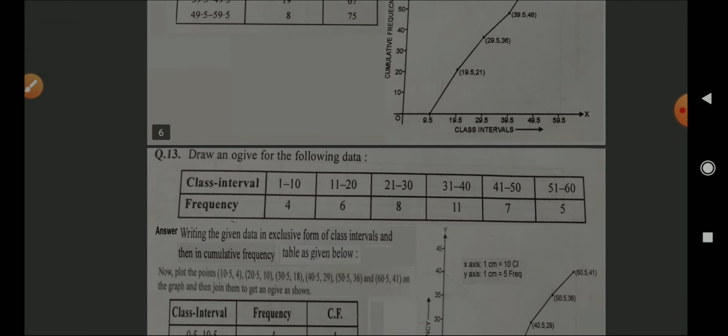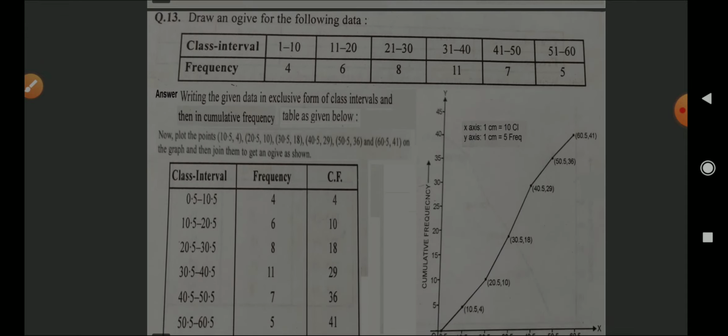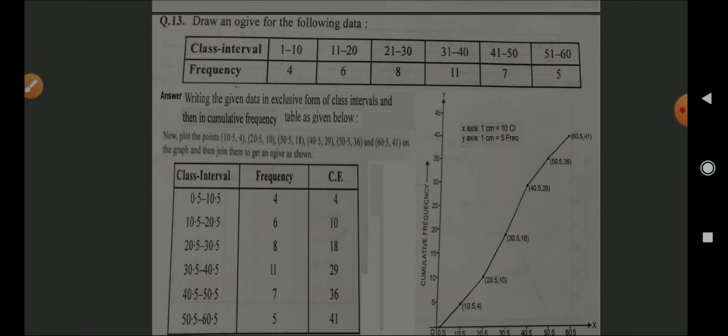Let us move on to sum number 13. This is the last sum of the chapter. Same thing: 1 to 10, 11 to 20, 21 to 30, 31 to 40, 41 to 50, 51 to 60. It is not continuous, so you are required to make it continuous. How will you make it continuous? By subtracting 0.5 in the lower limit and adding 0.5 in the upper limit. Then you get the frequency, and then you get the cumulative frequency from the frequency. So 4 plus 6, 10, 10 plus 8, 18, 18 plus 11, 29, likewise.